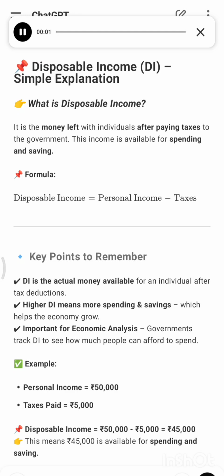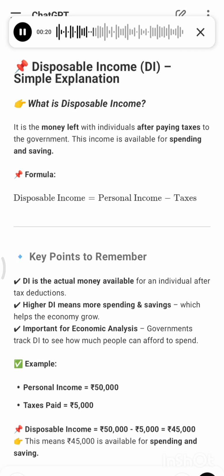Disposable income, DI, simple explanation. What is disposable income? It is the money left with individuals after paying taxes to the government. This income is available for spending and saving. Formula: disposable income equals personal income minus taxes.